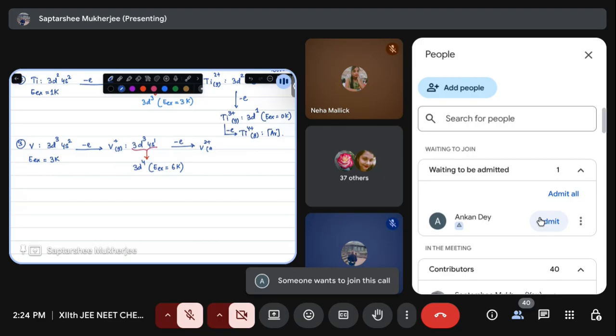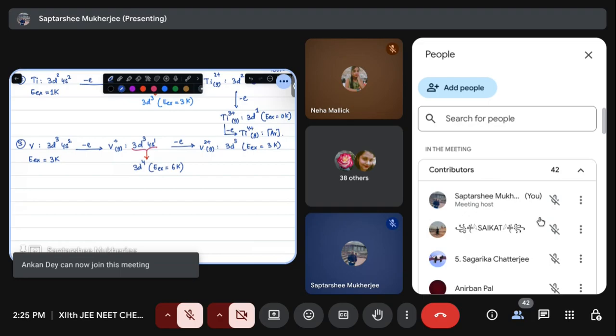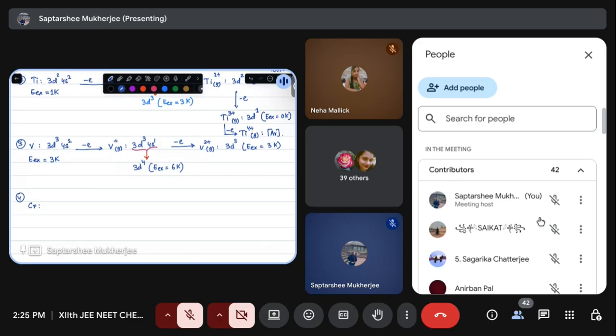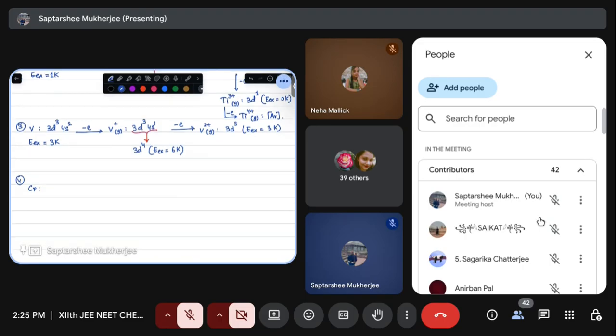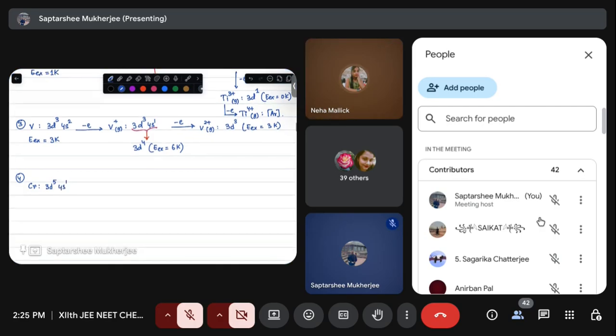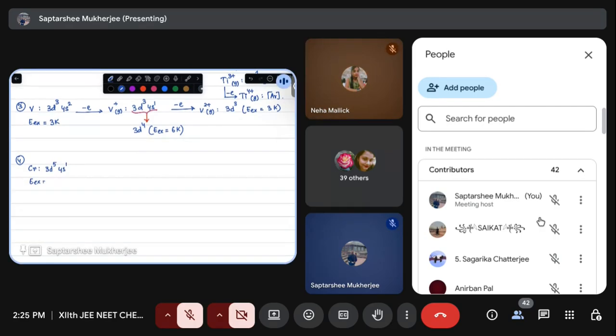Now let's imagine removing another electron from vanadium plus. So vanadium plus 2, how much is it supposed to come then? 3d3. What is the exchange energy? 3K. And the process can be continued accordingly. Same thing, let's say chromium. What is the electronic configuration in chromium? 3d5, 4s1. What is the exchange energy? 10K. Right or wrong?